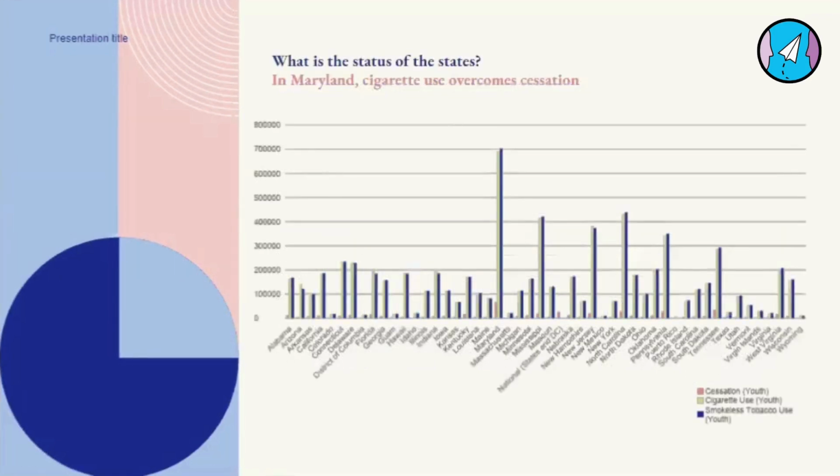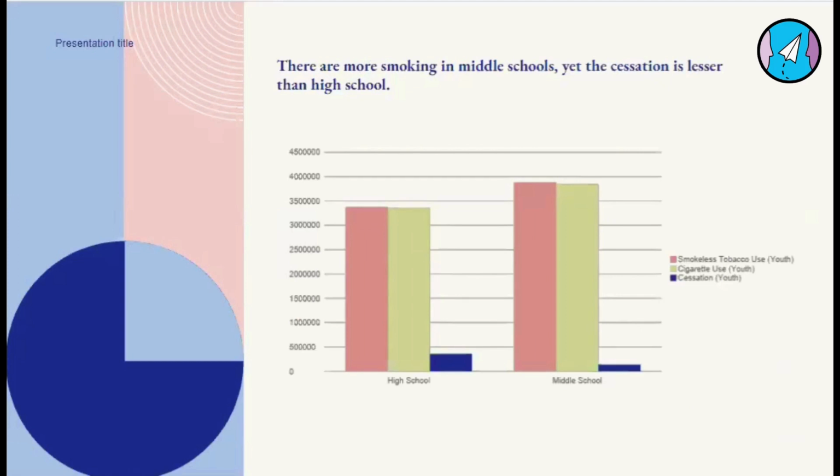And then, because we are speaking about cessation and smoking and smokeless tobacco use, from each state we can find whether there is more cessation or more smoking. We can see in Maryland how the smoking status overcomes the cessation, because in the middle it's clearly shown, and we can see in each state what overcomes what.